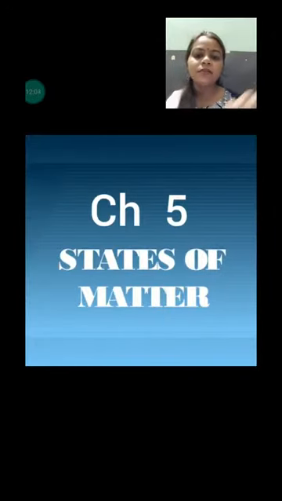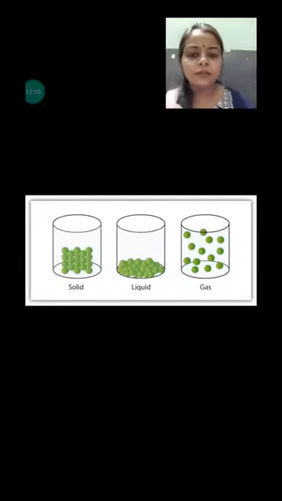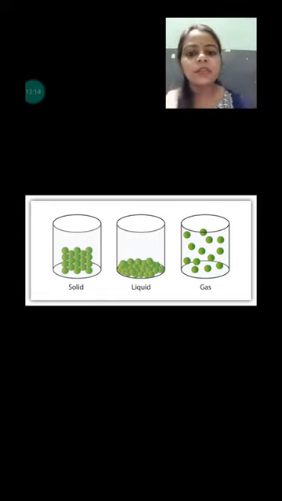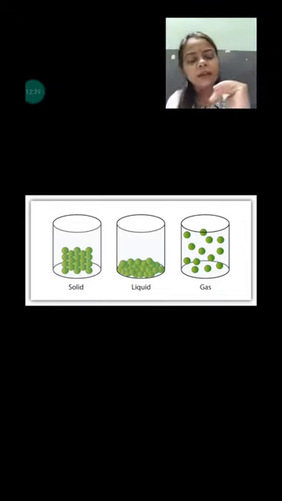That is chapter 5, states of matter. If we are talking about states of matter, the states of matter means our matter. Matter is anything that is occupying space and having mass. If anything is occupying space and having mass, it will be called matter.